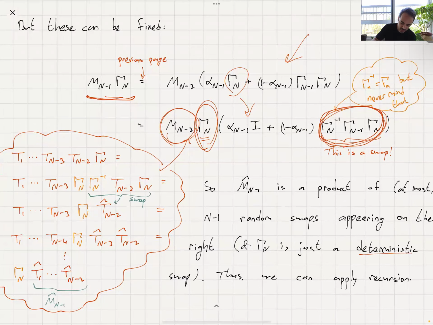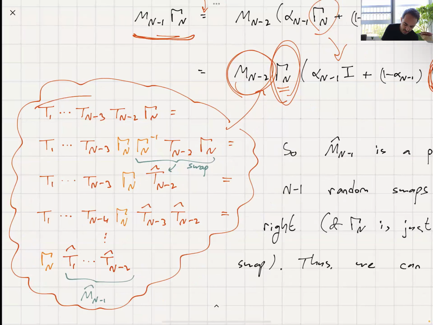So what is Mn minus 2? Mn minus 2 is this thing, just the product of the Ti's. And now you can introduce this gamma n inverse between gamma, Tn minus 3 and Tn minus 2. And once you do that and bracket things differently so that you look at that, then that is a swap for the same reason that I was talking about before. And now you get a new swap, which you can call Tn minus 2 hat. It's not Tn minus 2 anymore, it's Tn minus 2 conjugated with gamma n.